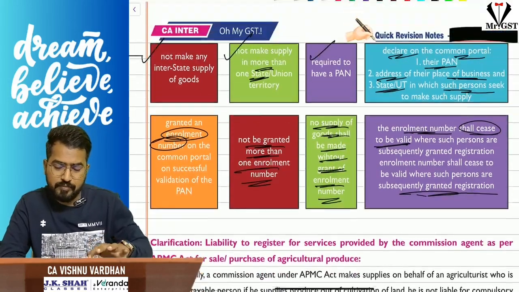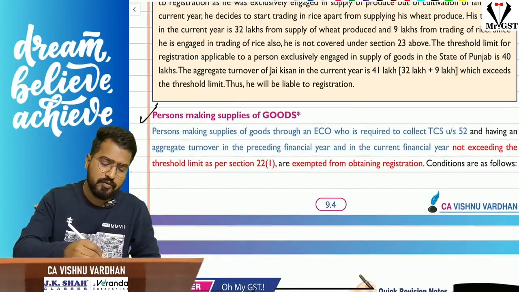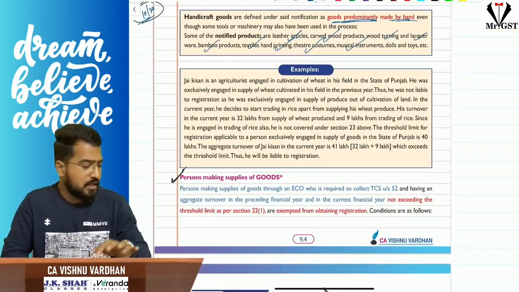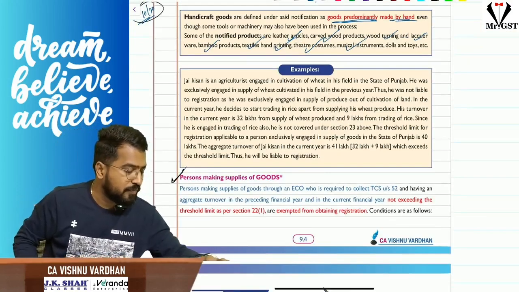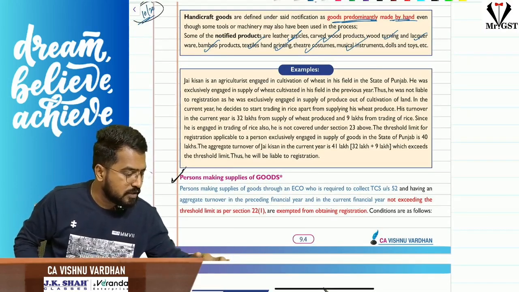Fine. So there is a procedure to follow for persons who are making supply of goods through an e-commerce operator. That is the latest provision for you. Okay. Next.